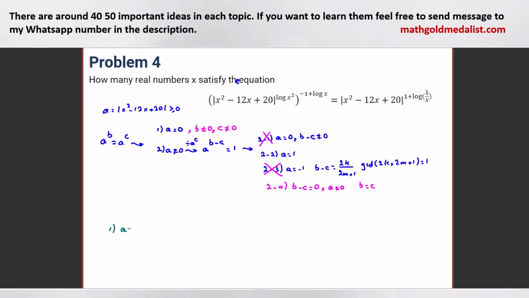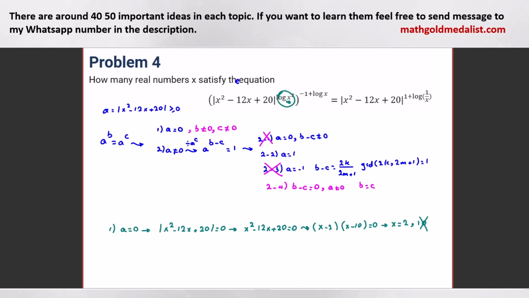First case, a is 0. It means that the absolute value of x squared minus 12x plus 20 is 0. So we can conclude x squared minus 12x plus 20 is 0. You can use the quadratic formula or you can factorize: x minus 2, x minus 10, product is 20, sum is negative 12. So x is 2 or 10. Let's check, because we said b shouldn't be 0, c shouldn't be 0. Usually when they don't write any base, it means it is log base 10, okay? So when it is 10, log 10 to the base 10 is 1, minus 1, 0. So this power will be 0.